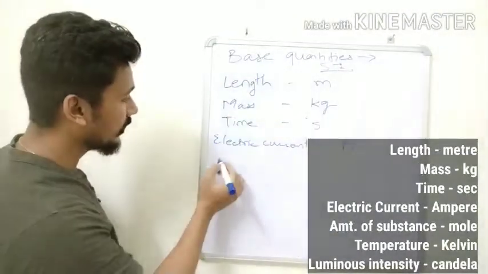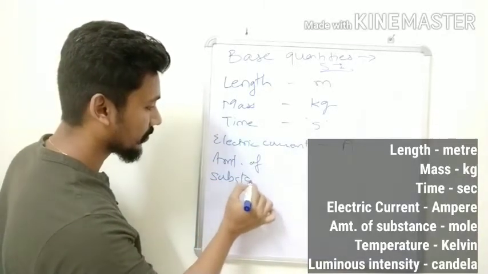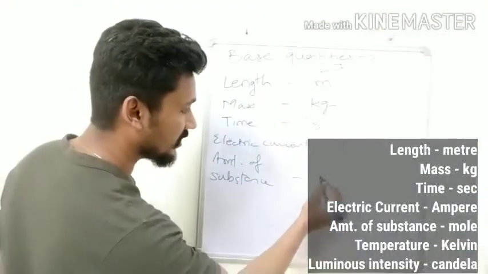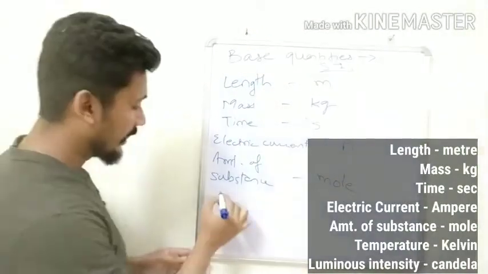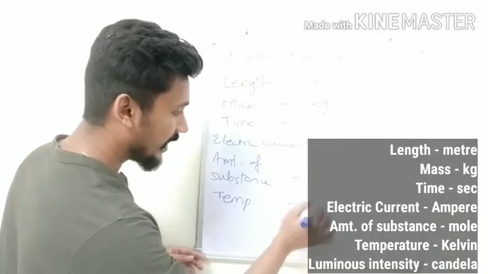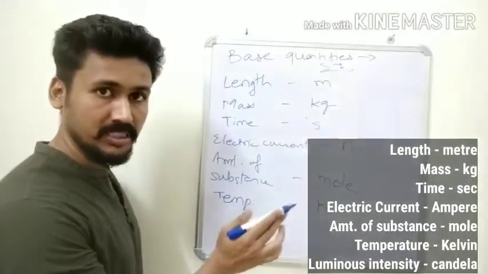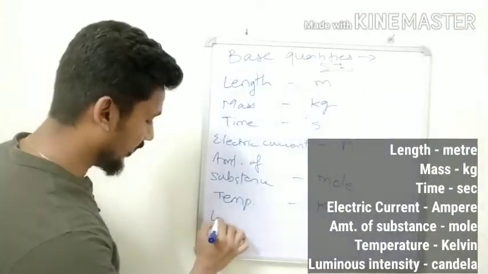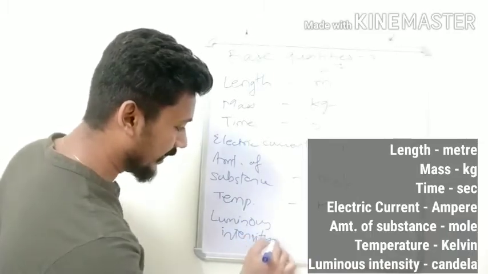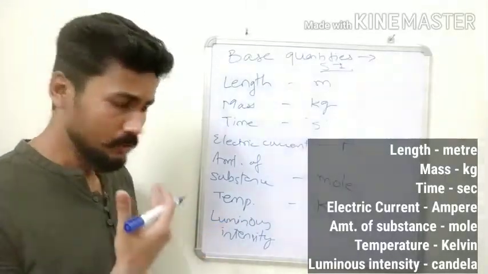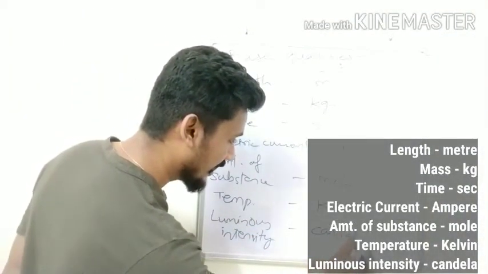Okay, so we have 4. Fifth one is amount of substance. Amount of substance, the unit we measure is called mole. You will learn more about this in chemistry. Next is temperature. The SI unit for temperature is something called Kelvin. Again, in later chapters we will see more about this unit, that is Kelvin. And the last fundamental quantity is luminous intensity. Luminous intensity basically gives the intensity of light. Okay, we will learn more about this in later chapters. The SI unit for it is called candela.